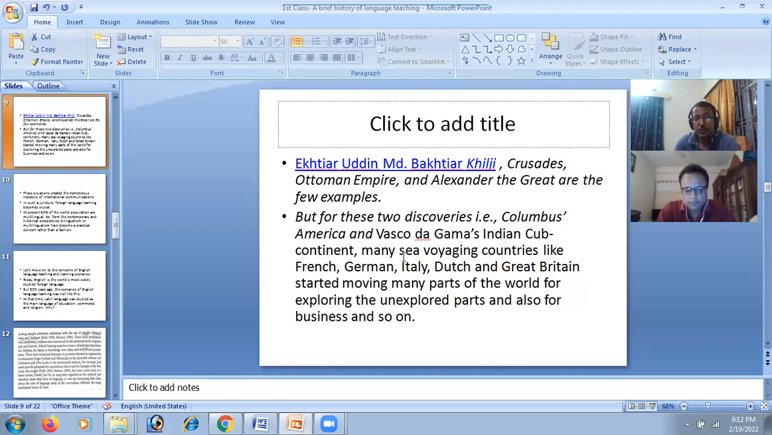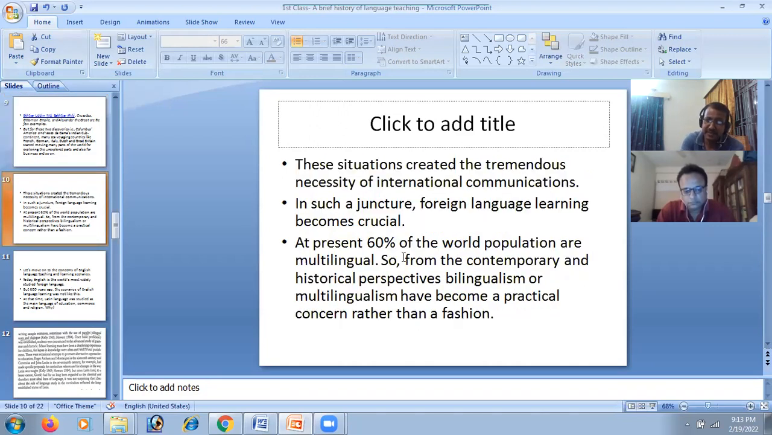They started to look for a warmer place because you know that most European countries are winter prone. They have excessive cold in the winter season. And for this reason, for better living, for better business, for better economy, such seafaring countries, France, Germany, Italy, the Dutch, and Great Britain started to move here and there. And at such a juncture, foreign language learning became crucial.